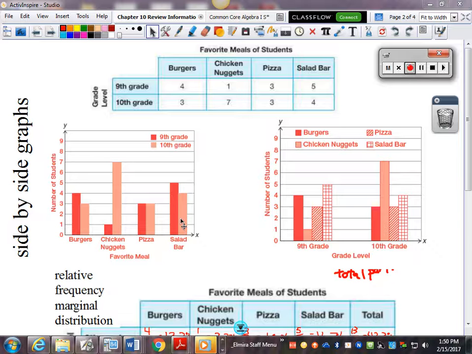Or we could organize the data by grade level. It just all depends on what you want to know, and what the directions say. If the directions say put the grades on the x-axis, then that's what you do. Again, we've got a key, so solid red is burgers, pink is chicken nuggets, stripe is pizza, and plaid is salad bar. So we have 4 ninth graders saying burger, 1 saying chicken nuggets, 3 saying pizza, and 5 saying salad bar. And then we have all the 10th grade data side by side over here. Okay.